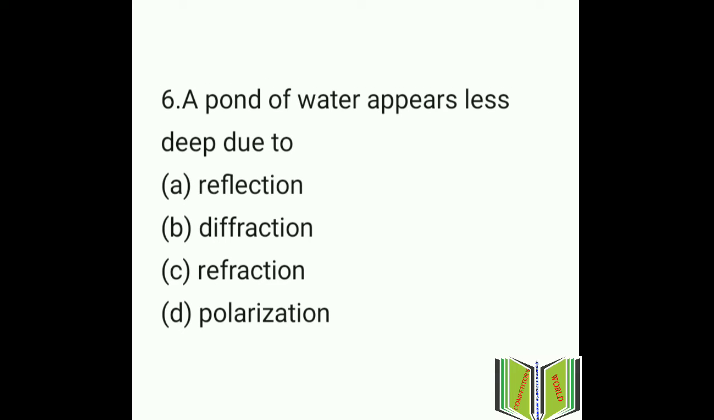A pond of water appears less deep due to option A, reflection, option B, that is diffraction, option C, that is refraction, and option D, that is polarization. So what will be the answer here? So here the answer will be option C. Okay, so refraction will be the right answer. So what is refraction? It is a property of light: when a light wave moves from one medium to another, it deviates from its path. Okay, it bends in another medium, so this is called refraction.